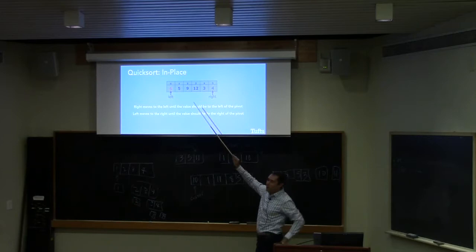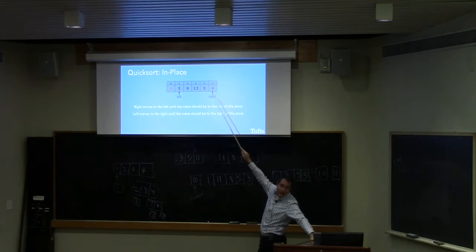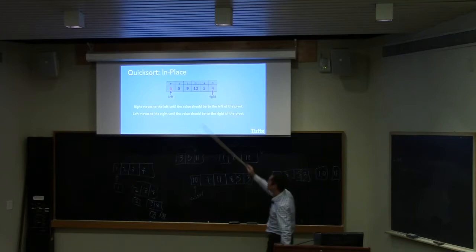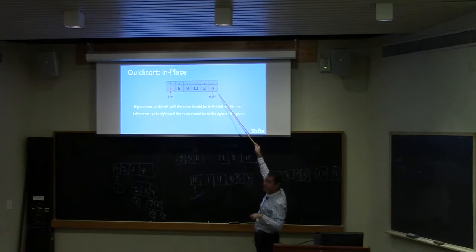What we do is we start with the right value, and we say, keep going backwards until this value needs to be to the right of the pivot. In other words, bigger than the pivot. So, does 4 need to be to the right of the pivot? No. So we go backwards. Oops, sorry. The right moves left until the value should be to the left of the pivot. I lied, it's the other way around. This one goes this way until this value needs to be on the other side of the pivot. So it's 4, so it needs to be to the left of 6.